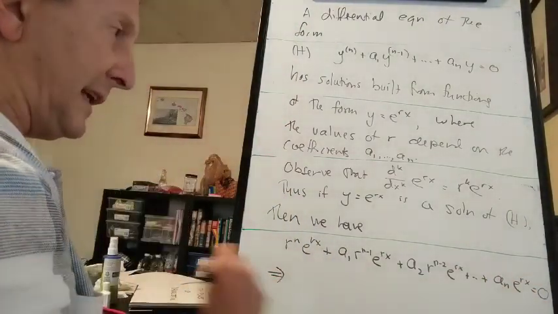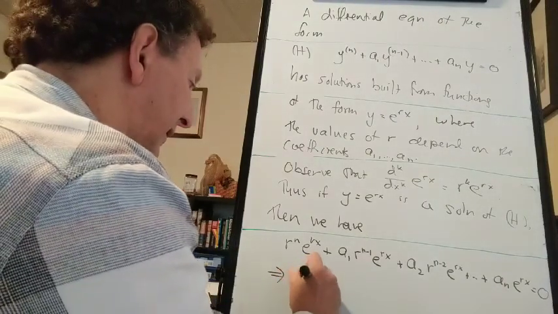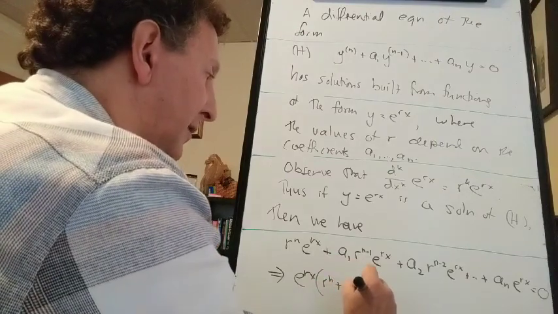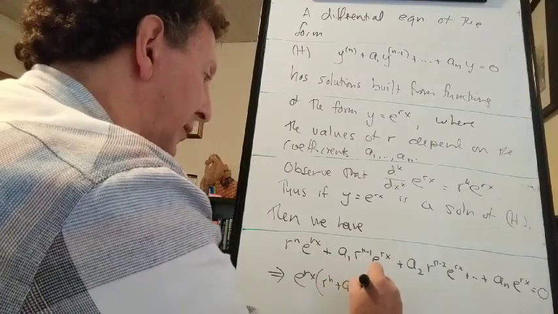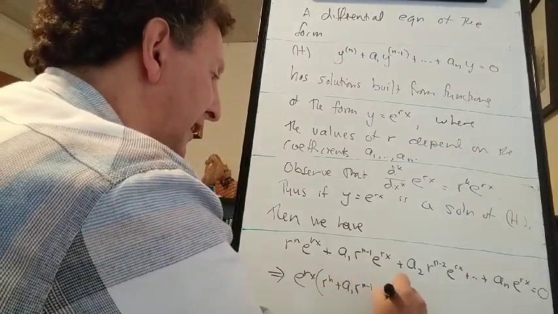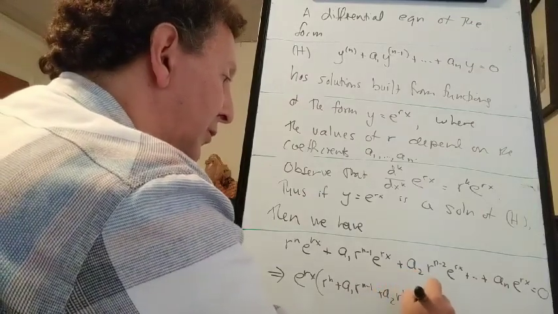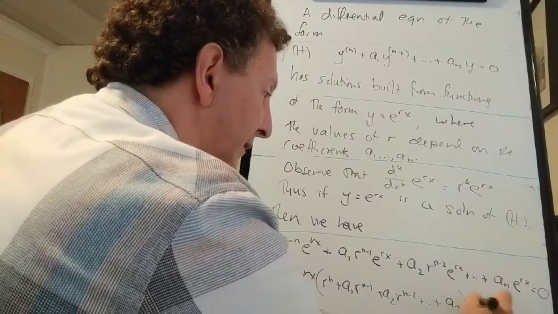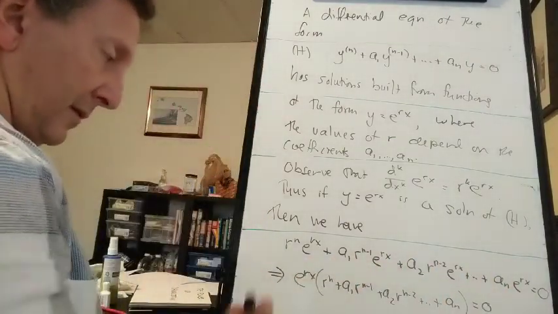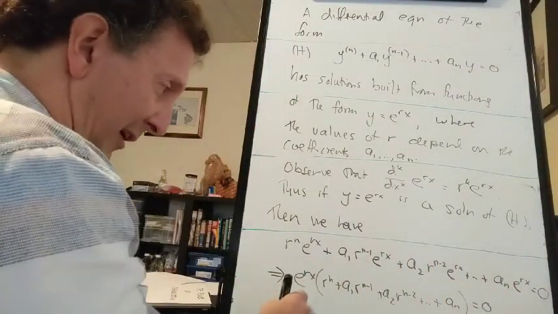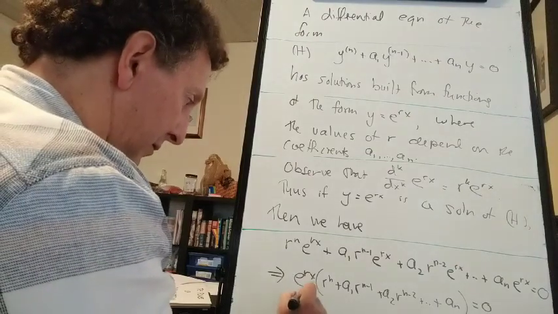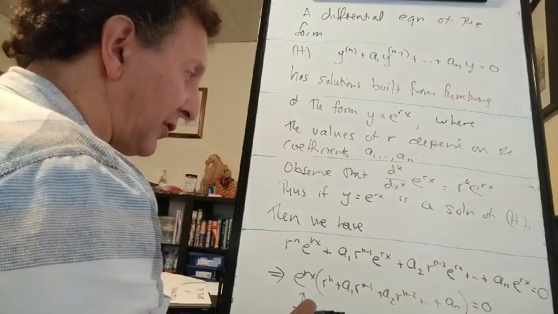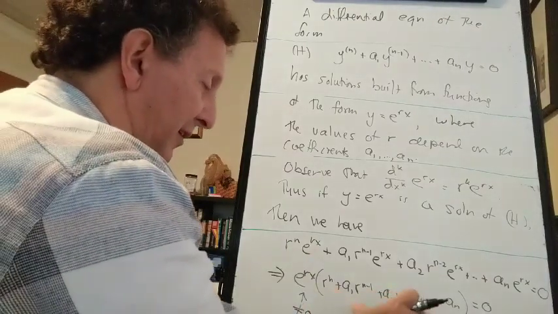Now we can factor out an e to the rx, and that leaves us with r to the n plus a1 r to the n minus 1 plus a2 r to the n minus 2 up to an. So this is equal to 0. Now, e to the rx is never 0. So we're really interested in what values of r satisfy this.